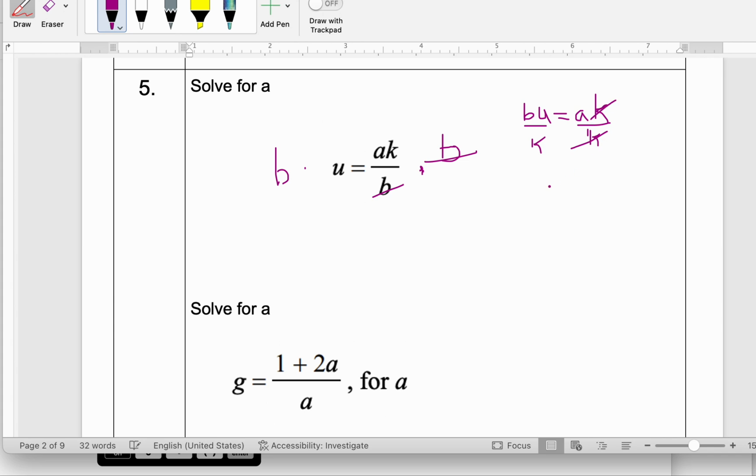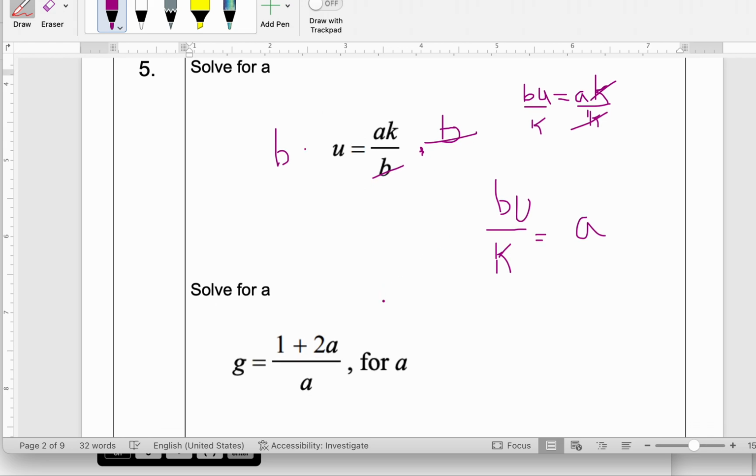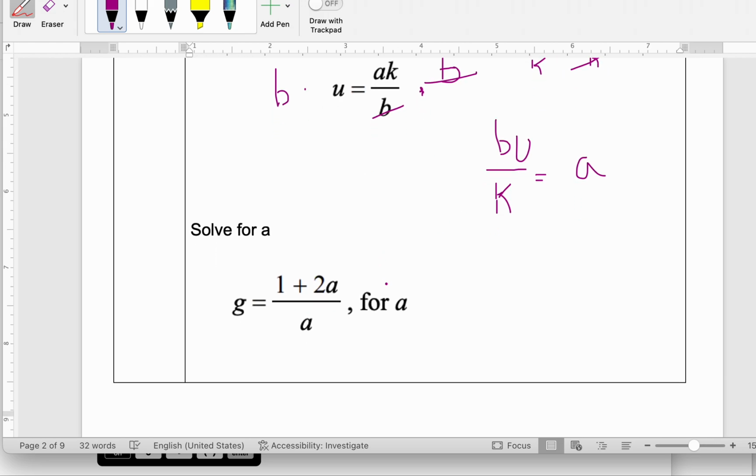Okay, and we end up with BU over K equals A. So this is definitely slower than using my iPad, but it's also kind of easier to make the videos.